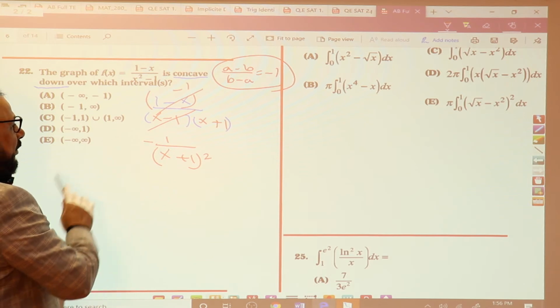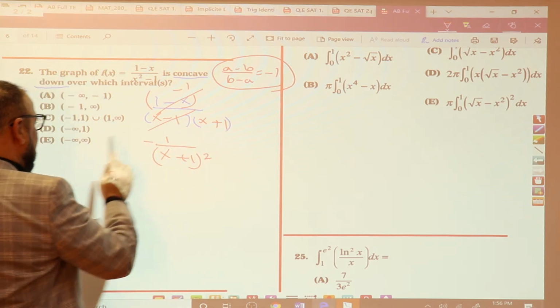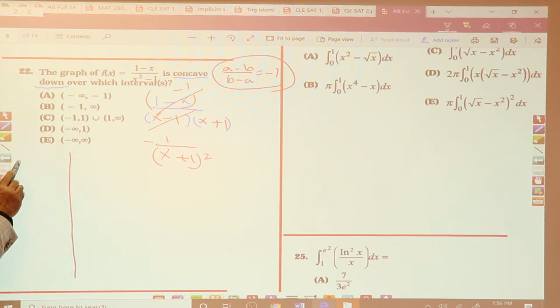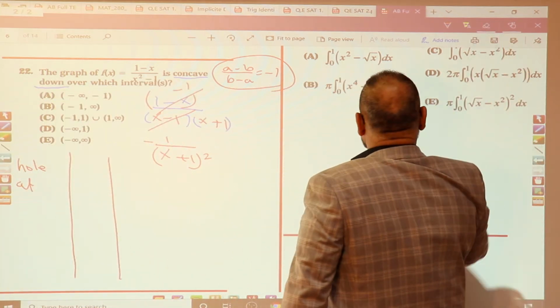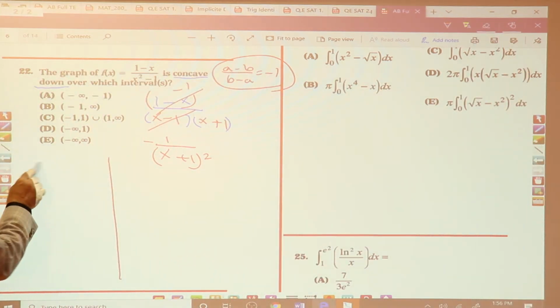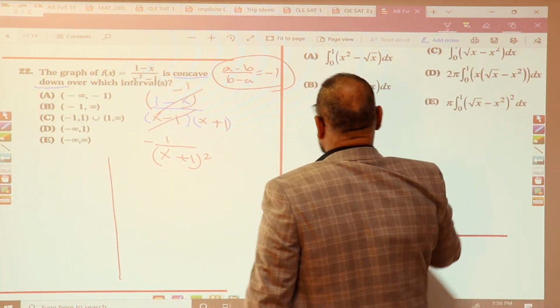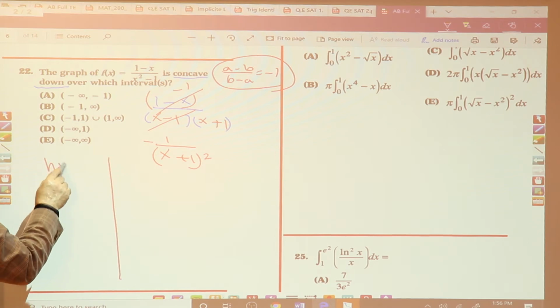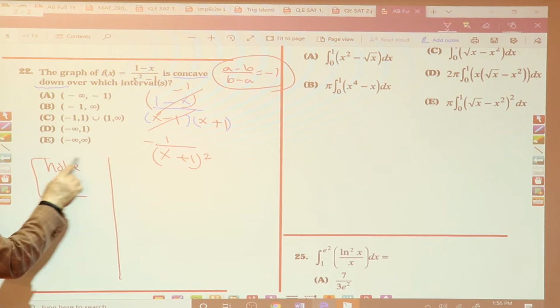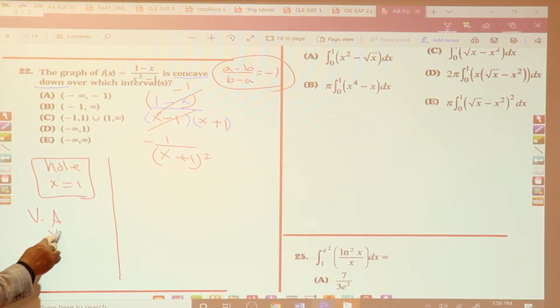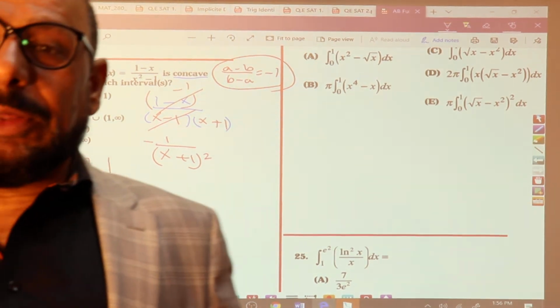I have a problem with negative 1. Here I have a hole. Look here, just for pre-calculus: we have a hole at x equals 1, where we cancel, and we have a vertical asymptote at x equals negative 1. These two are not part of my domain.